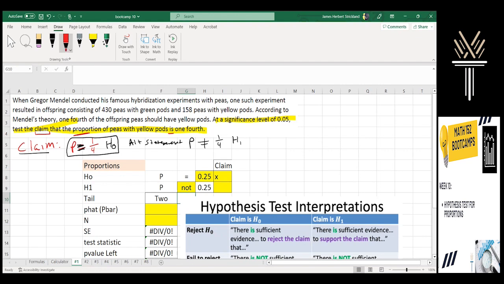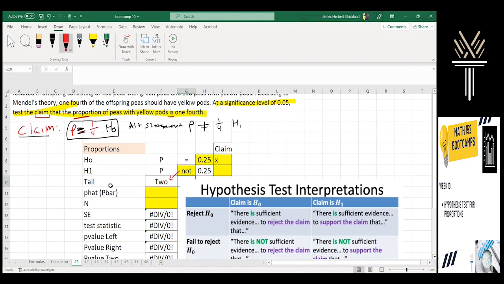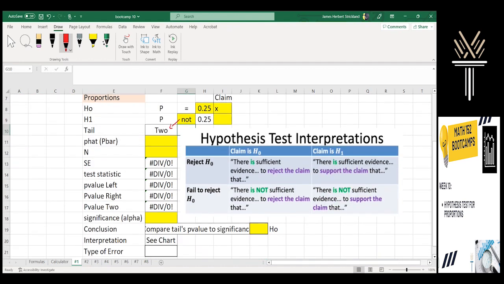And of course, not equal means that we want a two-tailed test. That means for the three p-values, I want to look at the p-value of a two-tailed test. I don't care about the other ones. They're not going to matter. I only need this one p-value at the bottom. That's why it's very important. The two-tailed means you want the two-tailed p-value.